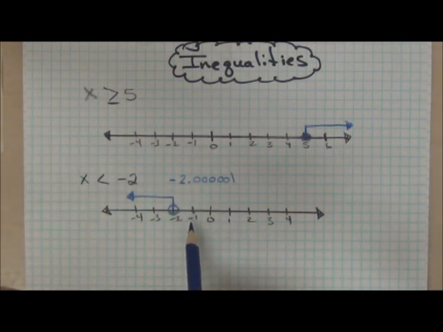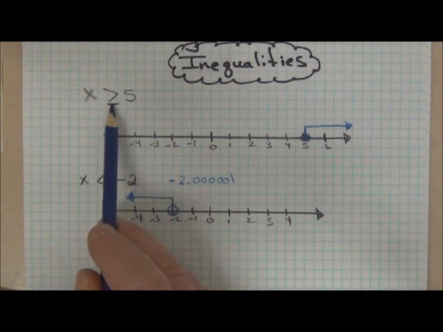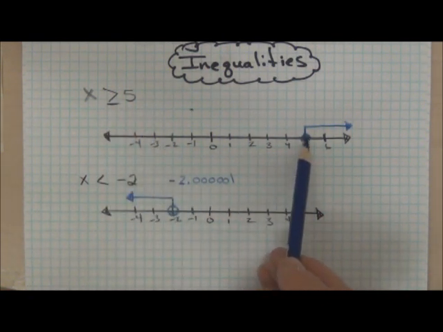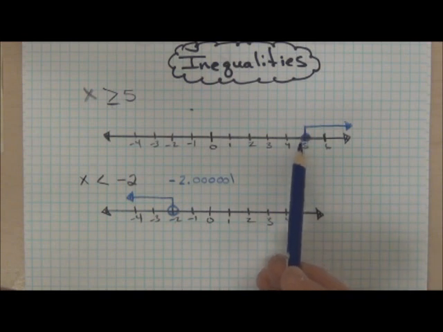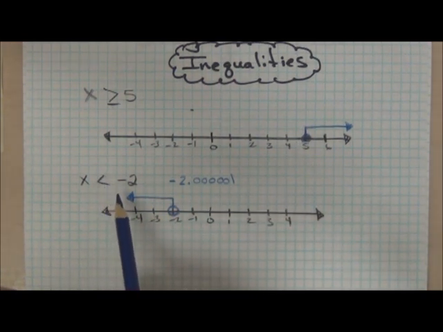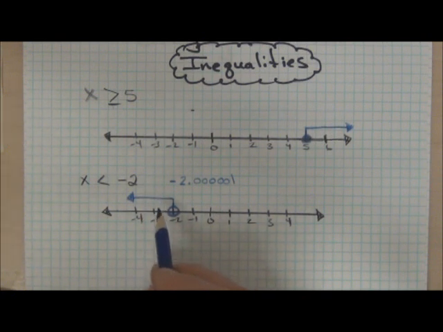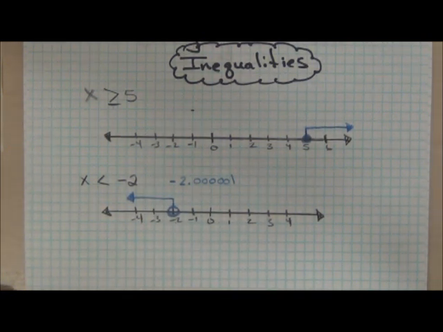So a couple important things to remember: if we have an or equal to symbol under our inequality, we're going to include that value and show that by including a closed circle on the number line. If it's strictly just less than or greater than without the or equal to symbol, we're going to show that with an open circle and then an arrow pointing to all the values that meet that criteria.